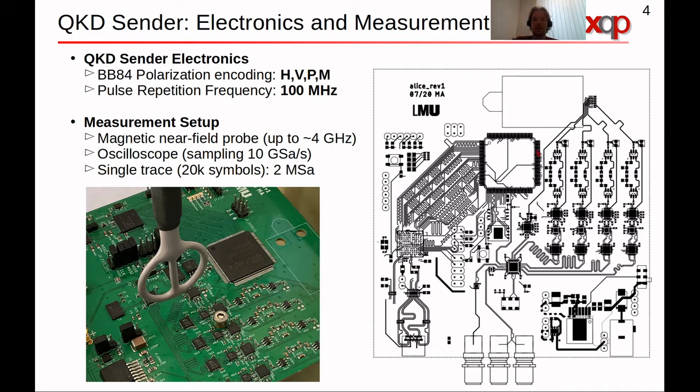To measure the electromagnetic emissions from this electronics, we use a magnetic near-field probe, which you can see here. This is basically a coil of wire. And we record these signals only using an amplifier and an oscilloscope sampling at 10 gigasamples per second. And a single trace that we record with the oscilloscope, a single measurement, is 2 megasamples, which is enough for 20,000 symbols, where by symbols I mean pulses, and a symbol is one of horizontal, vertical, plus or minus 45 degrees.